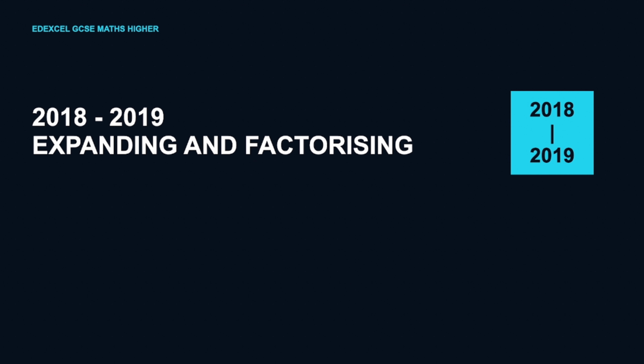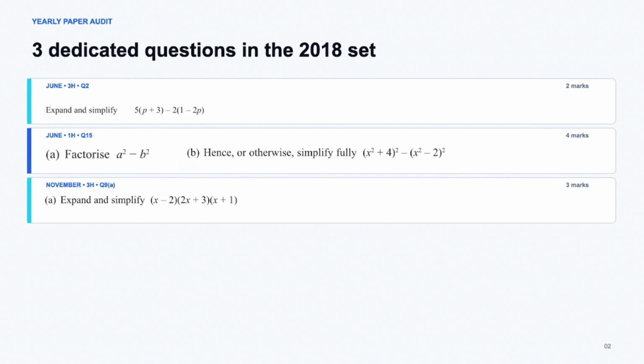Without further ado, let's go. For the 2018 set, there are 3 dedicated questions. The first one is in the 3rd higher paper and it's question 2 in June. The second one is the 1 higher paper, question 15, also in June. And the last one is the 3rd higher paper, question 9a. So let's begin with the 3rd higher paper.